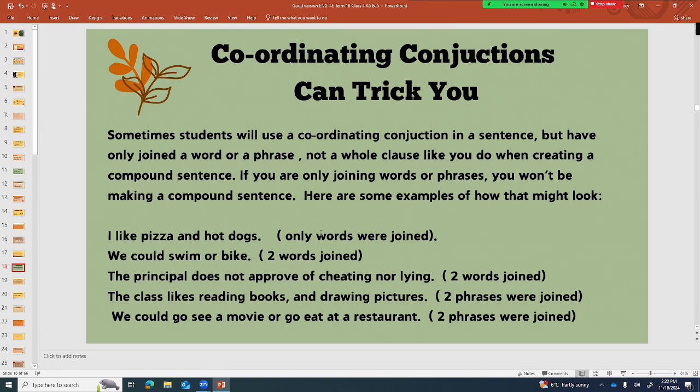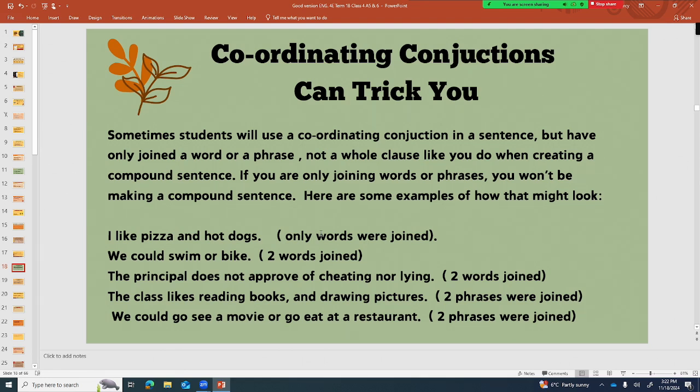So here are some examples of how that might look. I like pizza and hot dogs. It's a simple sentence, but it's not a compound sentence because pizza and hot dogs are two words. They're not two different sentences. We could swim or bike. Same thing. That is not a compound sentence. It is a valid simple sentence, right? That's fine, but it doesn't work as a compound sentence.